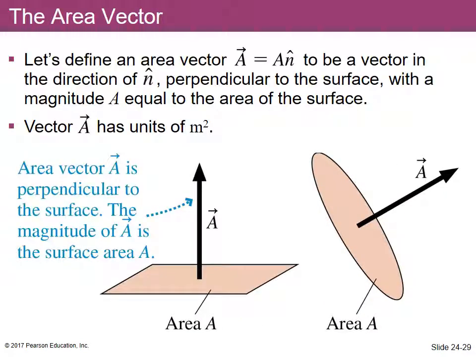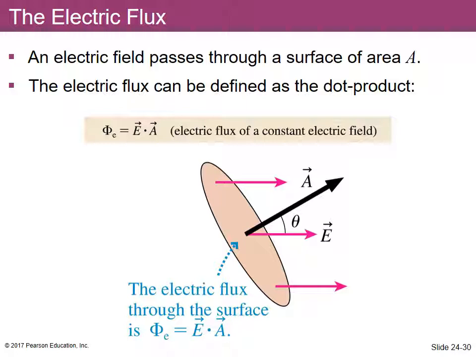Let's define an area vector A to be a vector in the direction of the surface normal, perpendicular to the surface, with a magnitude equal to the area of the surface. The area vector has units of meters squared. An electric field passes through a surface of area A. The electric flux can be defined as the dot product E dot A. Writing the flux as a dot product helps us make clear how angle theta is defined. Theta is the angle between the electric field and the line perpendicular to the plane of the surface.